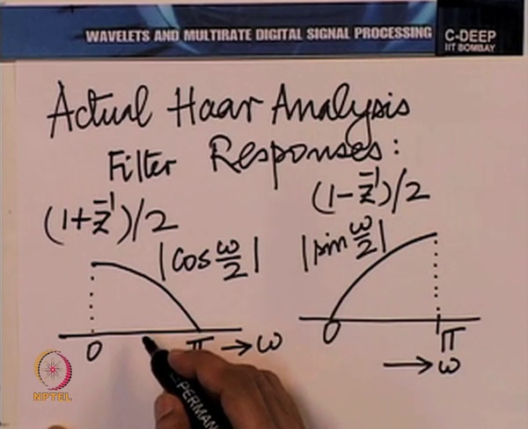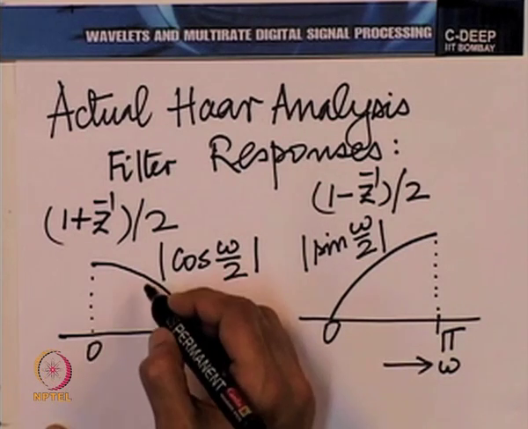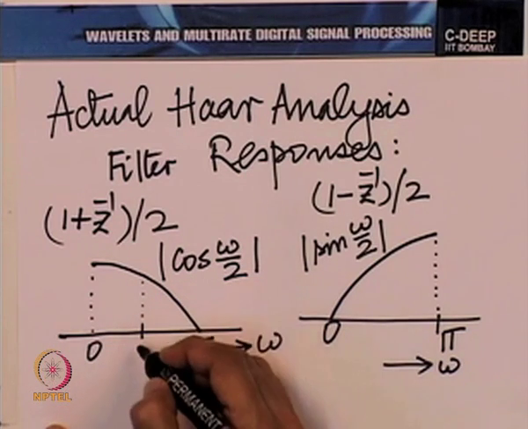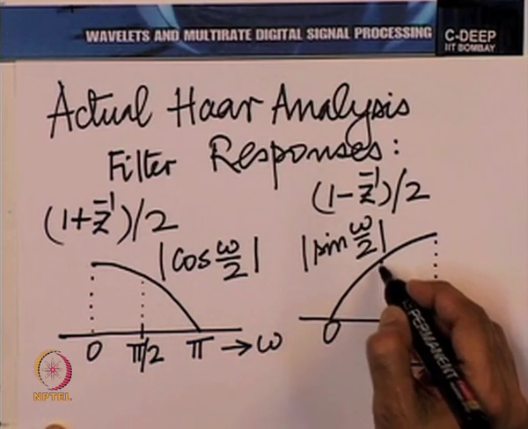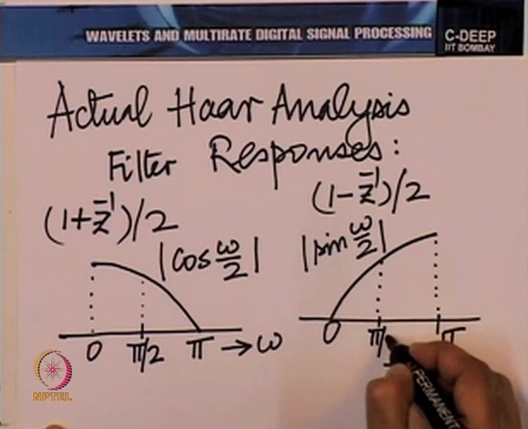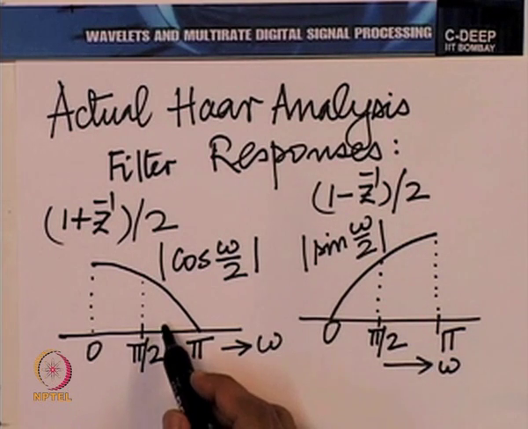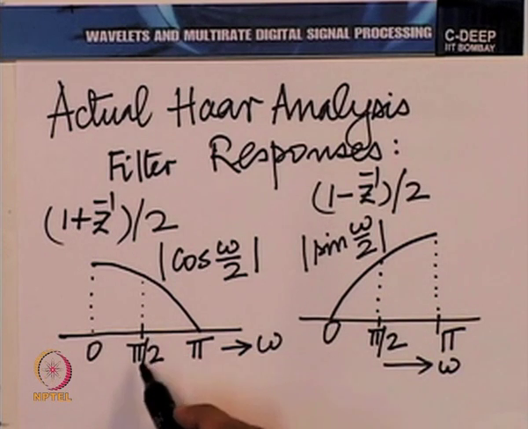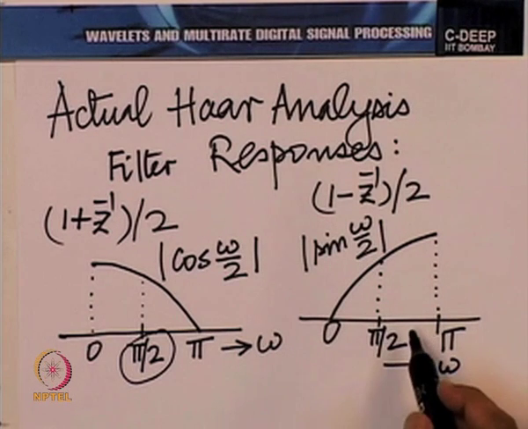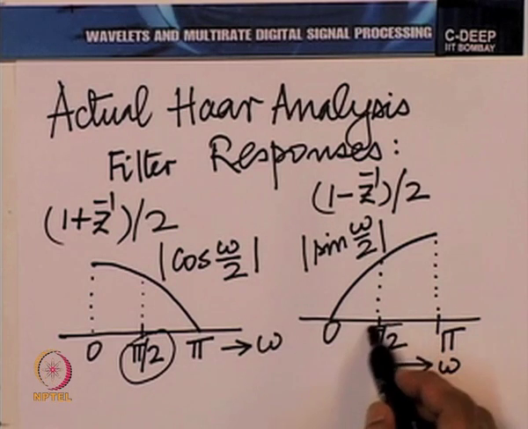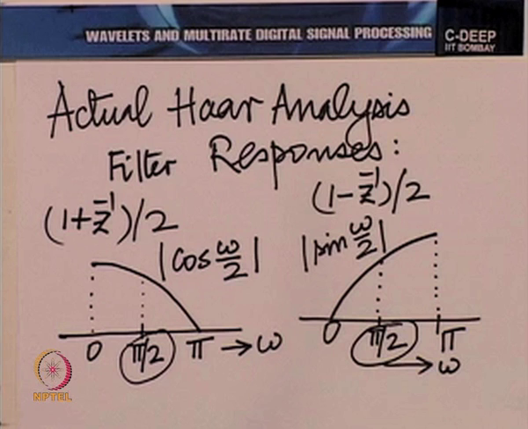Now, if you look at these two responses and if you mark them around the center, the center is pi by 2. So, if you mark them around the center, you see a certain symmetry in these responses about the center. That gives us a hint where we are moving towards in the ideal sense. Ideally, we are trying to make this a low pass filter with pi by 2 as the cutoff. And again, we are trying to make this a high pass filter again with pi by 2 as the cutoff. So, let us put down the ideal analysis filter responses towards which we intend to move.